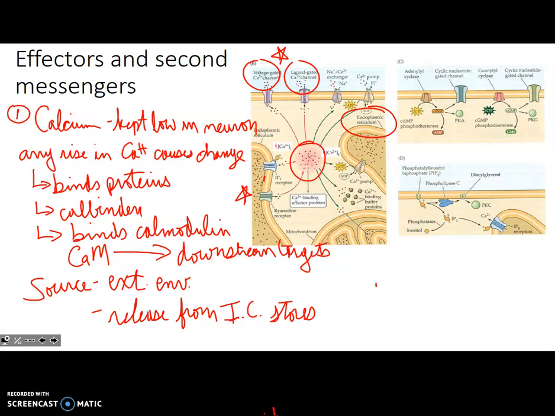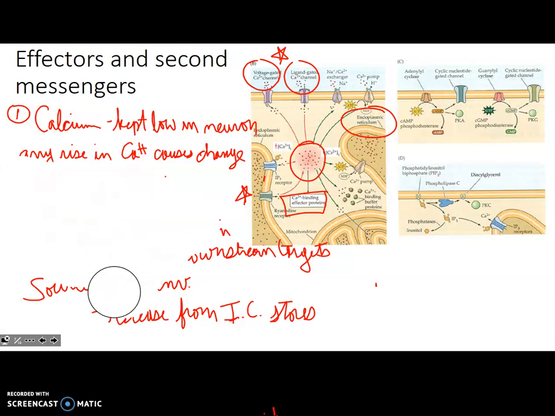And what does that do? It binds up these effector proteins. So calmodulin, our example, we have a complex now. We have calcium calmodulin together. How is calcium cleared? Right, that's the other thing we should talk about before we move on.